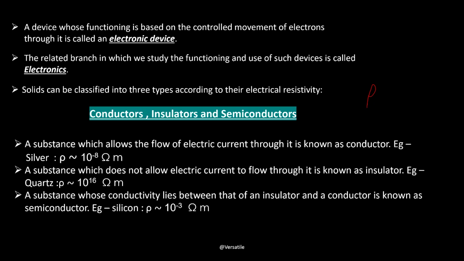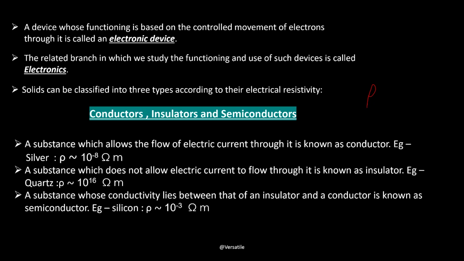A substance which does not allow electric current to flow through it is known as an insulator, or in other words, a substance which has very high resistivity is known as an insulator. Example, quartz. Its resistivity is approximately equal to 10^16 ohm meter, which is very high.